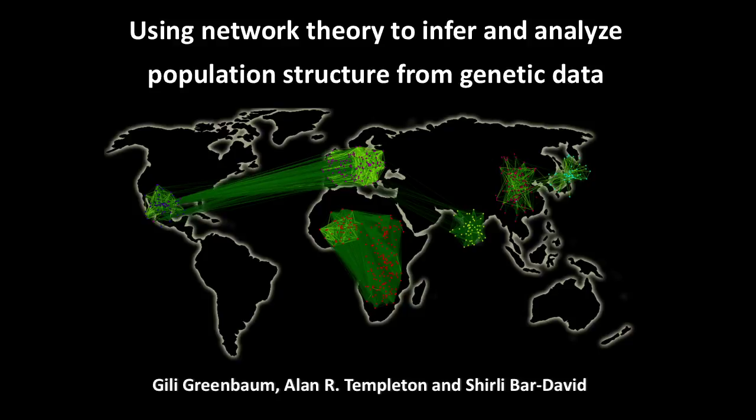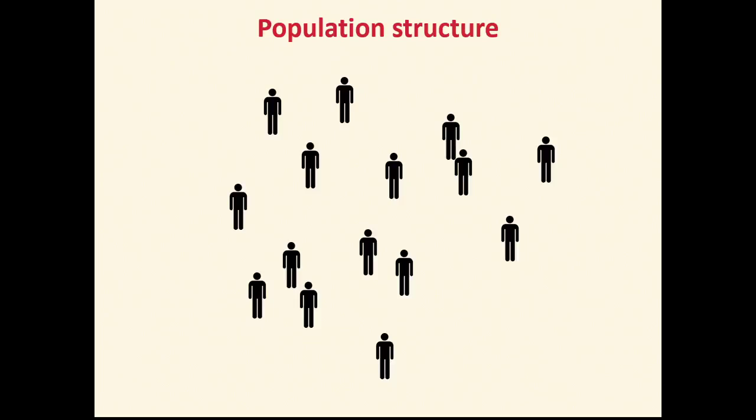Okay, good afternoon, everyone. So I will be talking about population structure, or genetic population structure. So what is a population structure? We have here a population. A population, of course, is composed of individuals. And we know that each one of those individuals is carrying genetic information.